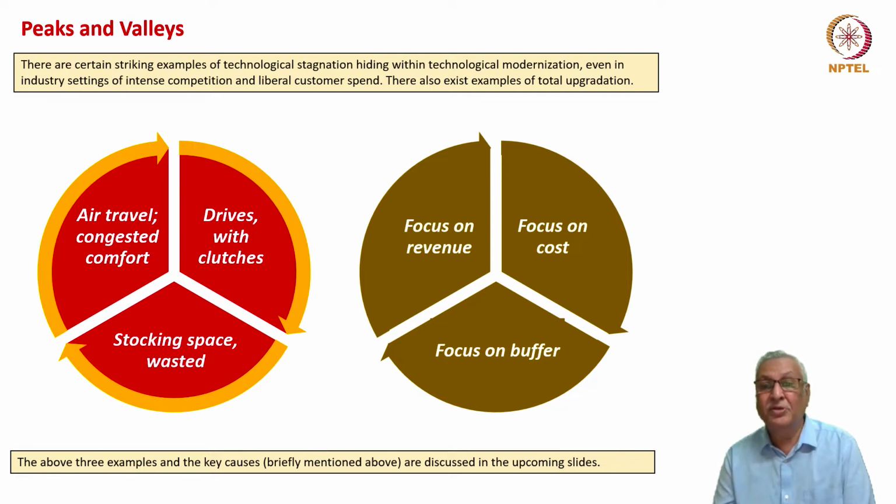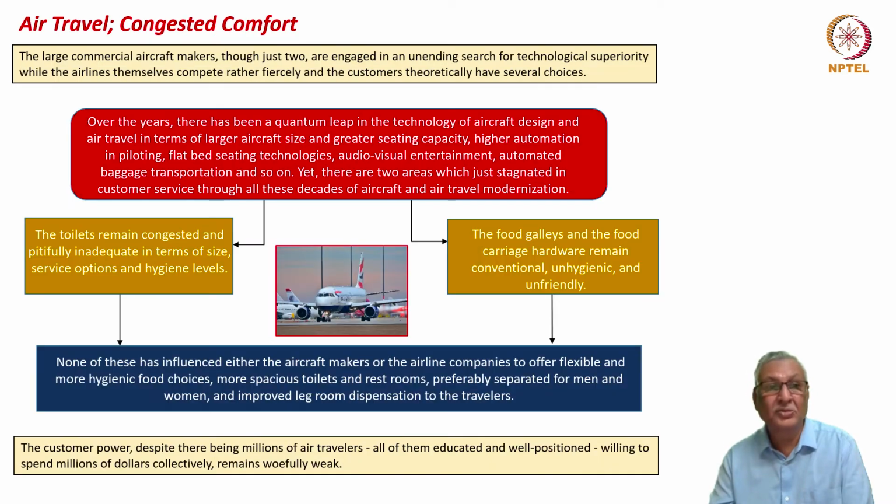Why is it happening? Because there is an intense focus on revenue, how to maximize seating capacity. There is intense focus on cost, how to drive down the cost. And there is an intense movement towards safety. Why not have a buffer so that we never run out of stock? Instead of trying to plan just in time, people would like to have as much as possible in stock. The above three examples and the key issues briefly mentioned above are discussed in the upcoming slides.